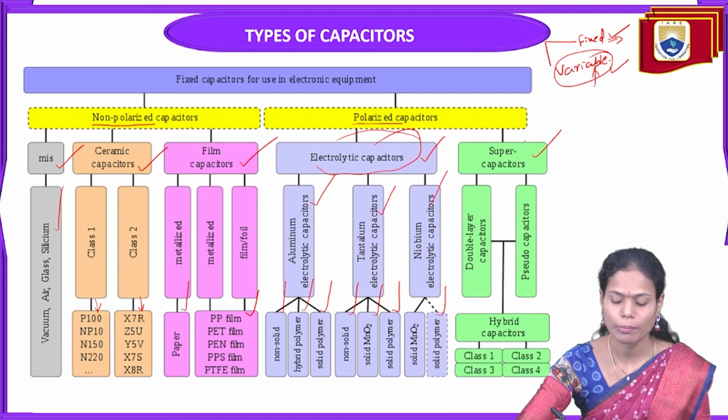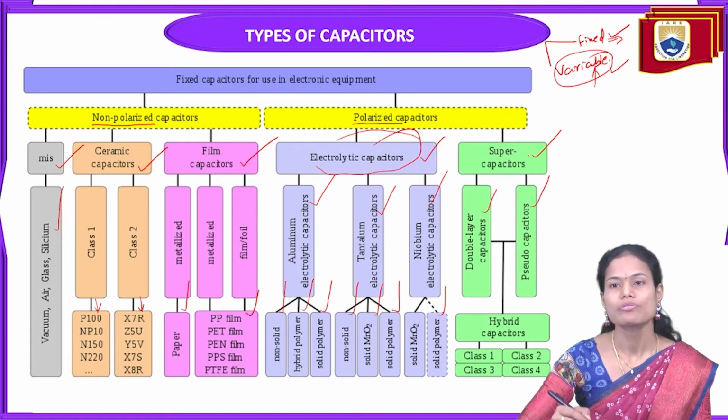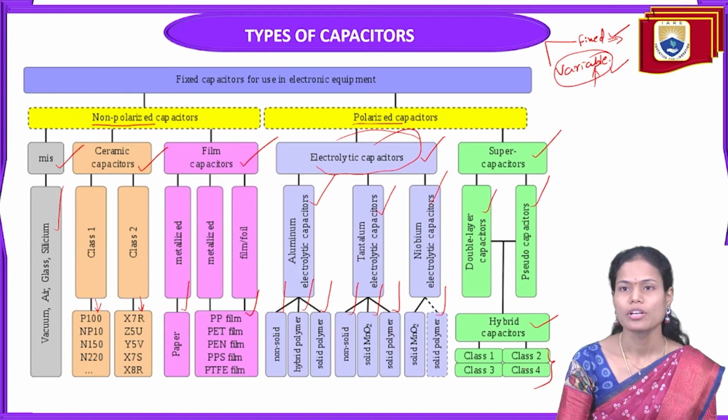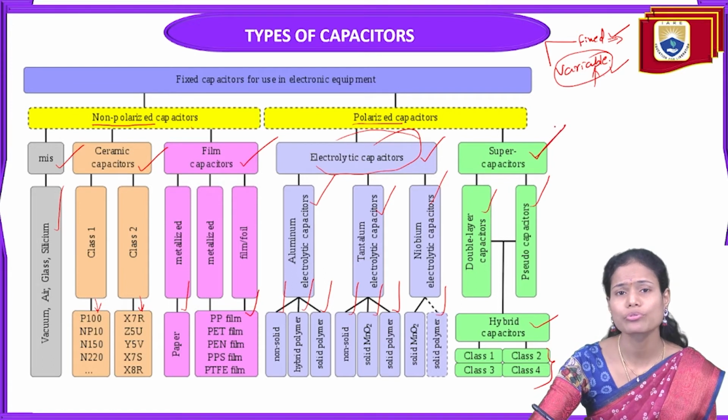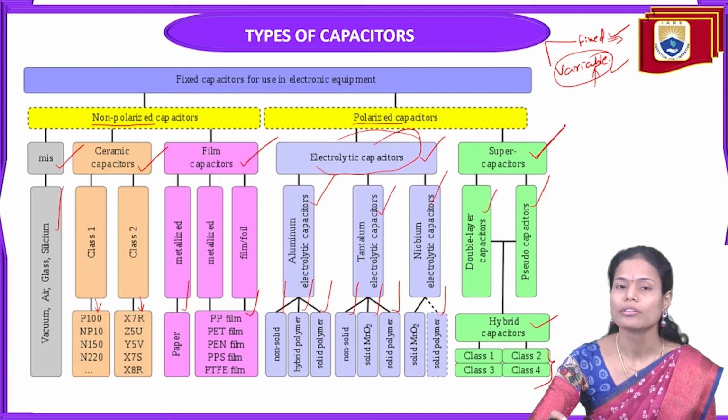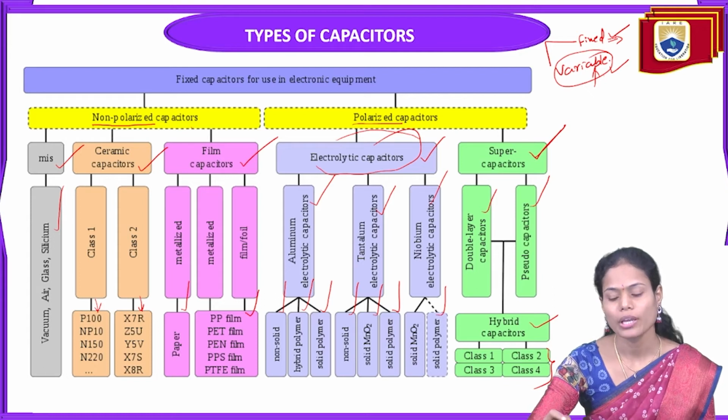While coming to supercapacitors, we have double layer capacitors as well as pseudo capacitors. These are called hybrid capacitors, having four classes of types. These supercapacitors are used to store a huge amount of charge. Why? Because the size of this one is very bulky and the plates of this capacitor are also very large, so they can store a large amount of energy. Among all these types of capacitors, depending upon our requirement, we can utilize any one of them for designing practical applications.